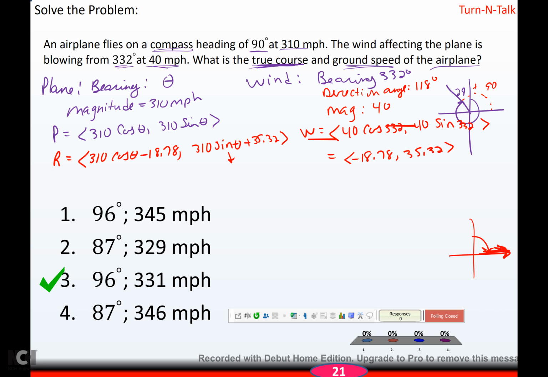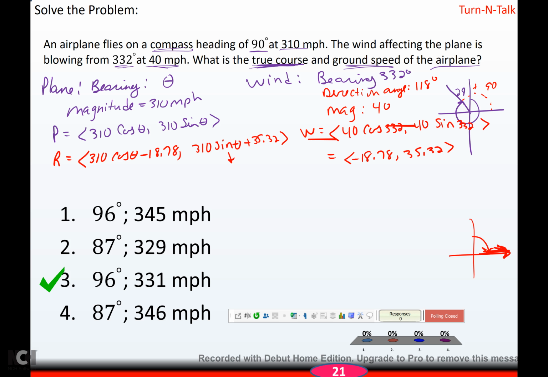So if I do that, I get r equals 289.2, comma 0. And then if I find the magnitude, it's going to be the square root of 289.2 squared plus 0 squared, which is nothing. The square kills the square root, and my magnitude is 289.2 miles per hour. How they got 331, it's got to be just because of rounding, although I didn't think I rounded. Well, yeah, I did. I rounded everywhere.